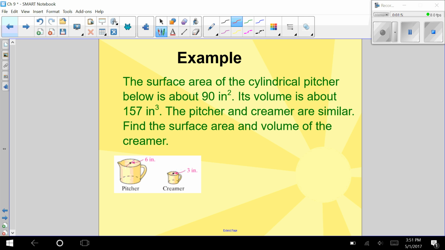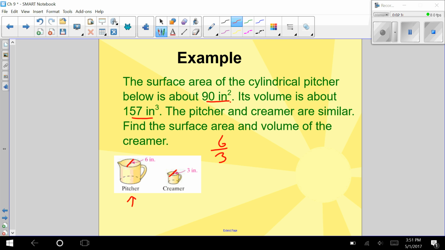The surface area of a cylindrical pitcher is 90 inches squared. This one right here. Its volume is about 157 inches cubed. The pitcher and creamer are similar. Find the surface area and volume. We're going to start with our given proportion, or given fraction, which is 6 over 3.